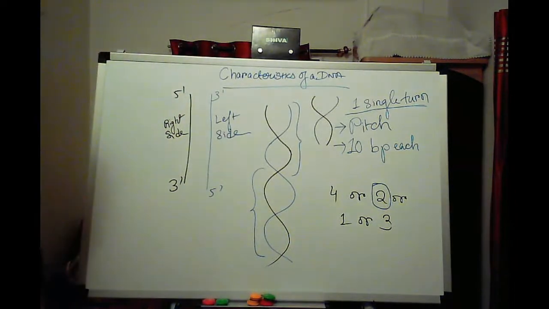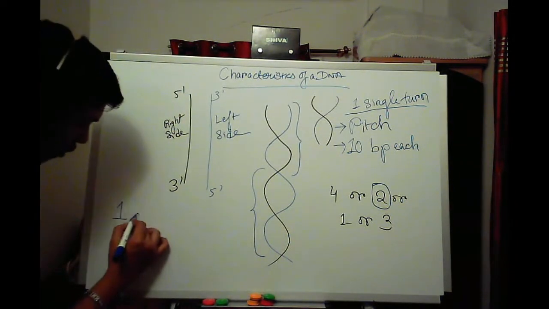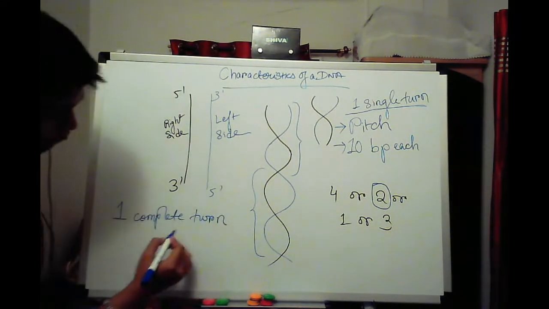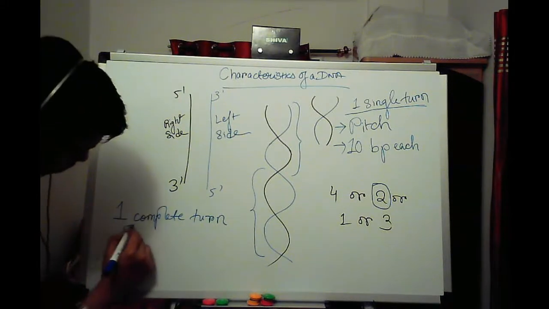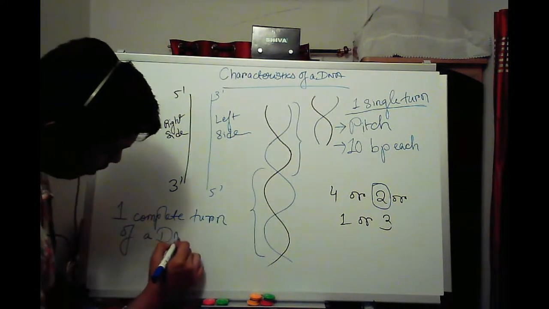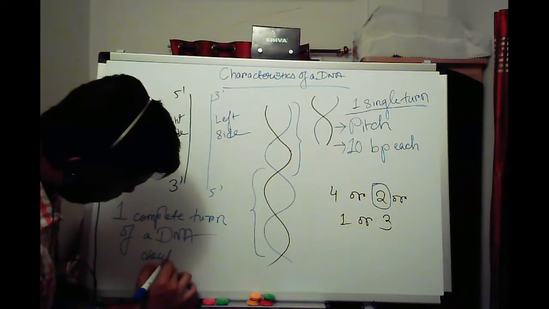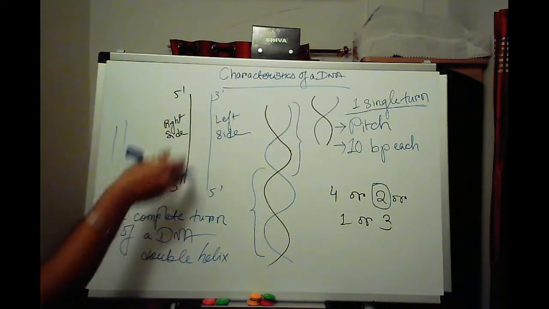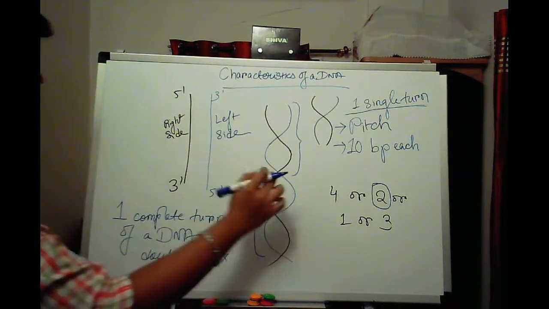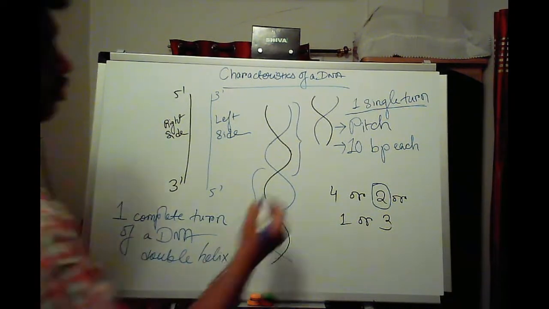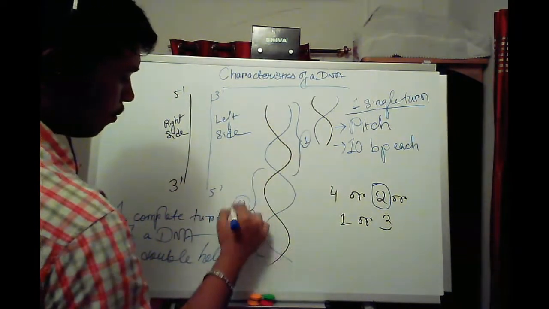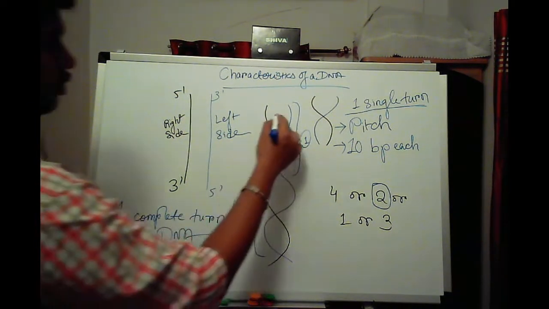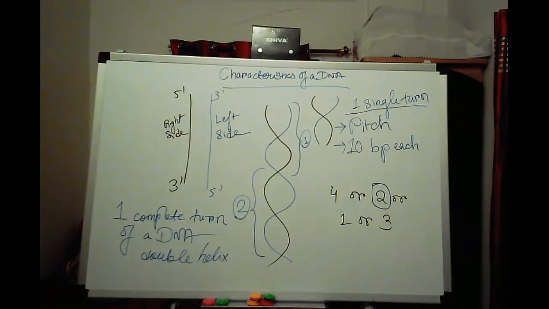second pitch. So what is a pitch? One complete turn of a DNA double helix. You have to mention double helix, of course, or else you can also mention DNA. Double helix refers to this part. So this is pitch number one, this is pitch number two. I hope I'm making myself clear. This is my first pitch, this is my second pitch. So two is your answer.